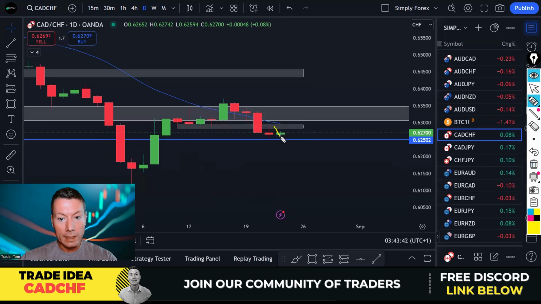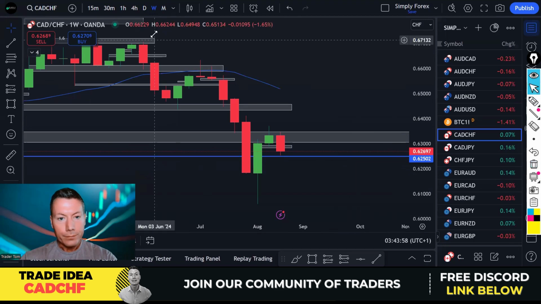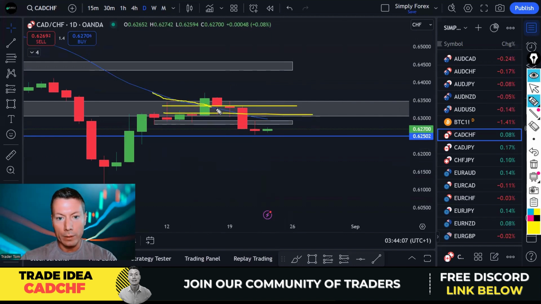So I'm just looking to take price back down to this 6,250. And why do I have such a tight target? It's because of this weekly candle, there's lots of buyers here. So if we go back to the day chart, I'm looking for sells for those reasons. We're also bouncing off a nice area of resistance, and we're below the moving average 20. These are all my reasons to take the trade.